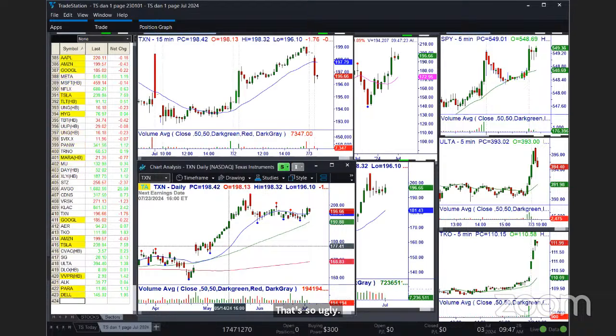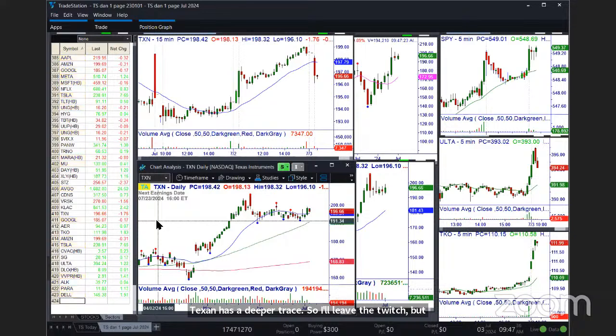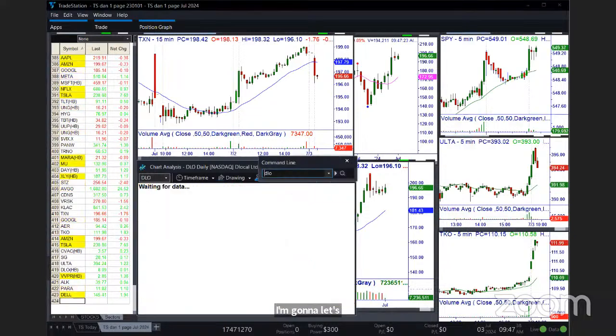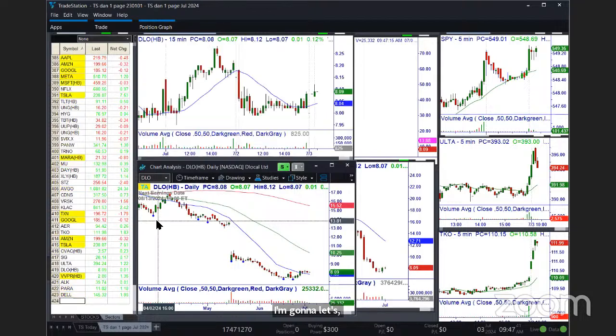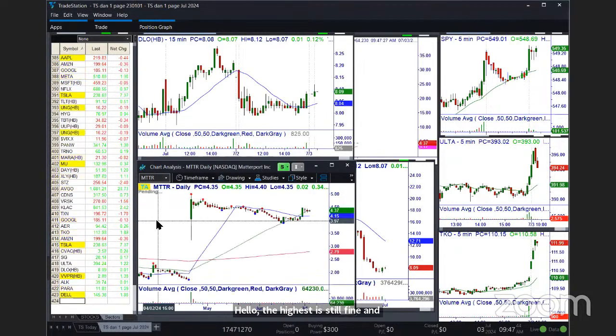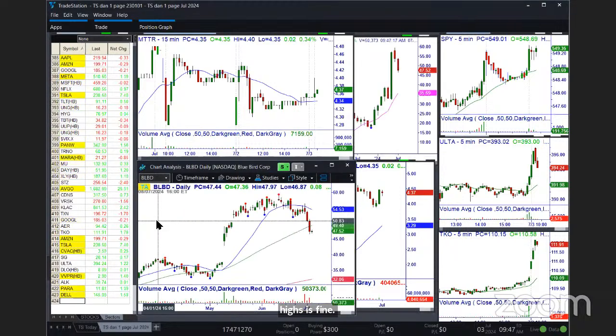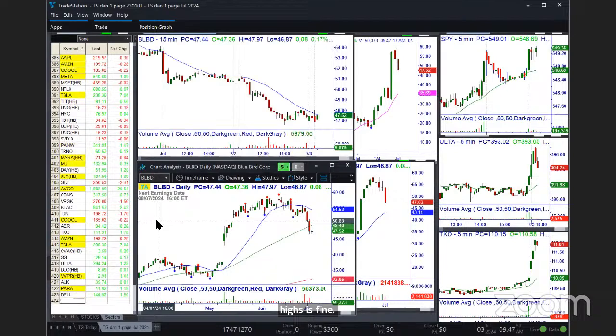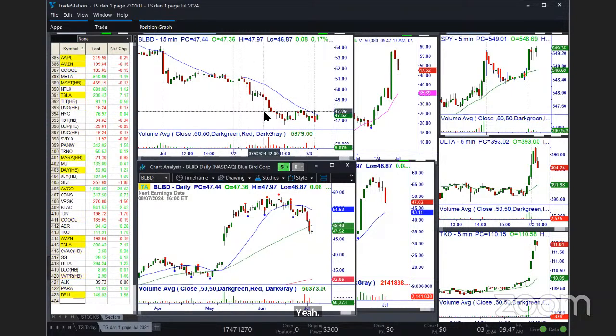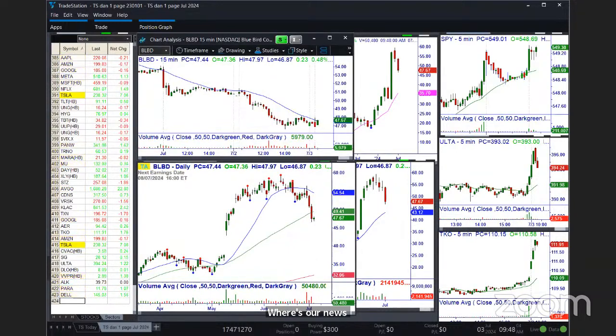All right, Texan has a deep retracement, so I'll leave the put spread. I'll leave them both. DLO over the highs is still fine, and Mitter over the highs is fine. The LBT, let's go over opens now. All right, where's our new stuff? How about this? Like 4902. Failure.